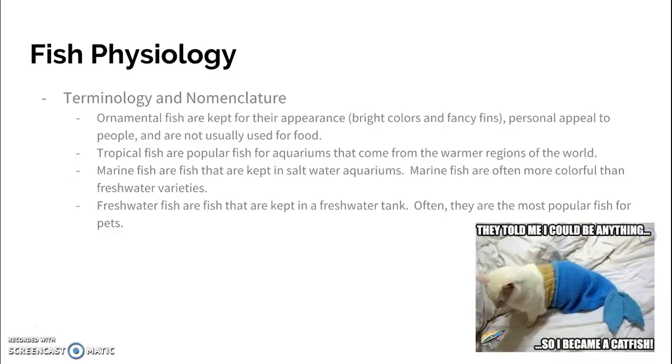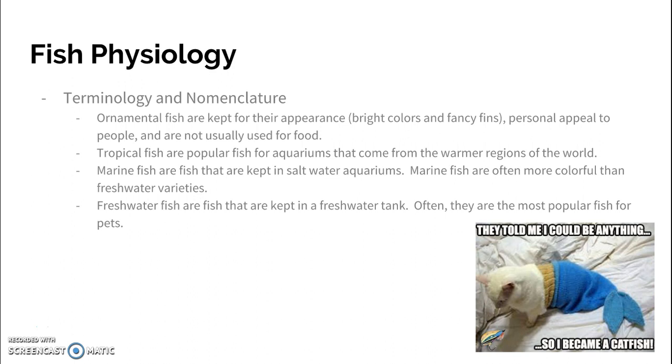I want to talk a little bit about fish physiology. Physiology is just a fancy word for why their bodies work the way they do, so why their anatomy works for them. Because fish are kind of funky as opposed to some of the other animals we've talked about. They're a completely different group of animals.